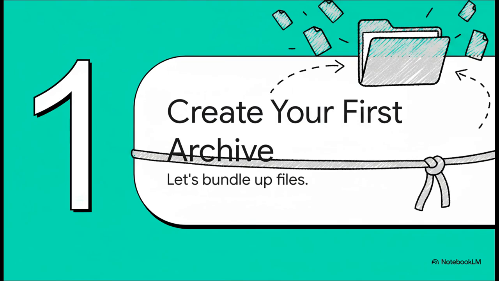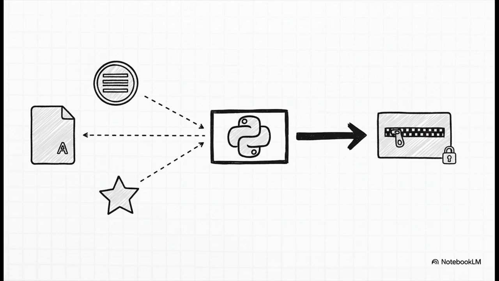All right, first things first. Let's tackle the most common task: taking a whole bunch of loose files and packing them up into one neat and tidy archive. And boom, this is the magic right here. Seriously, look how simple this is. With just these few lines of Python, we can create a brand new zip file, call it archive.zip, and pop 3 different text files right inside. It is so clean, so simple, and unbelievably effective.